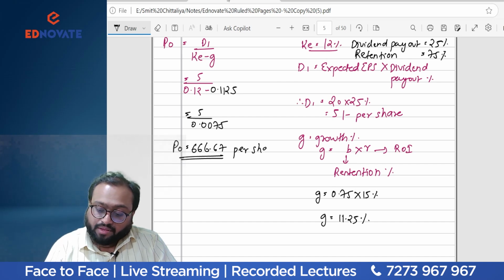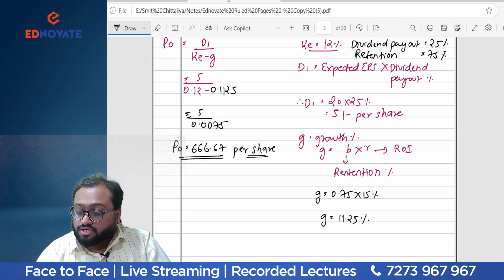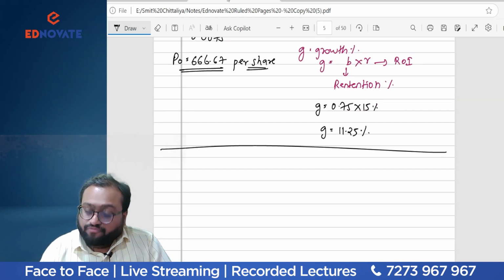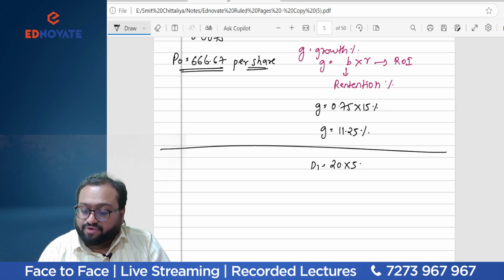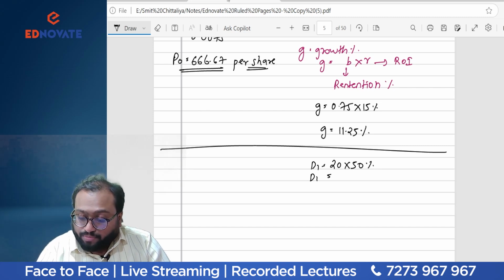Am I right? But they don't want this answer. What they want is, if the dividend payout becomes 50%, then what will be the market price? We need to calculate again. Then D1 will change because 20 rupees is my EPS. If dividend payout is 50%, my D1 will become rupees 10 per share. Am I right, boys and girls?